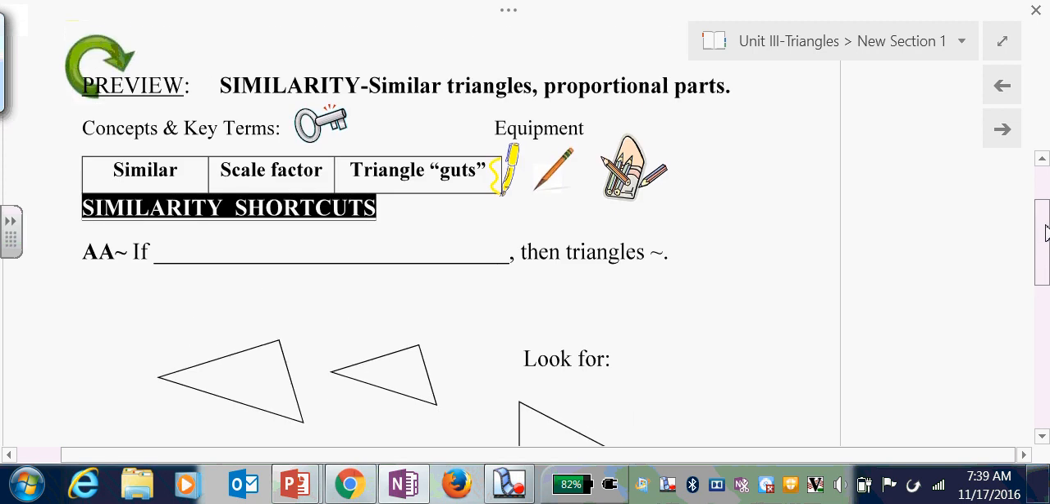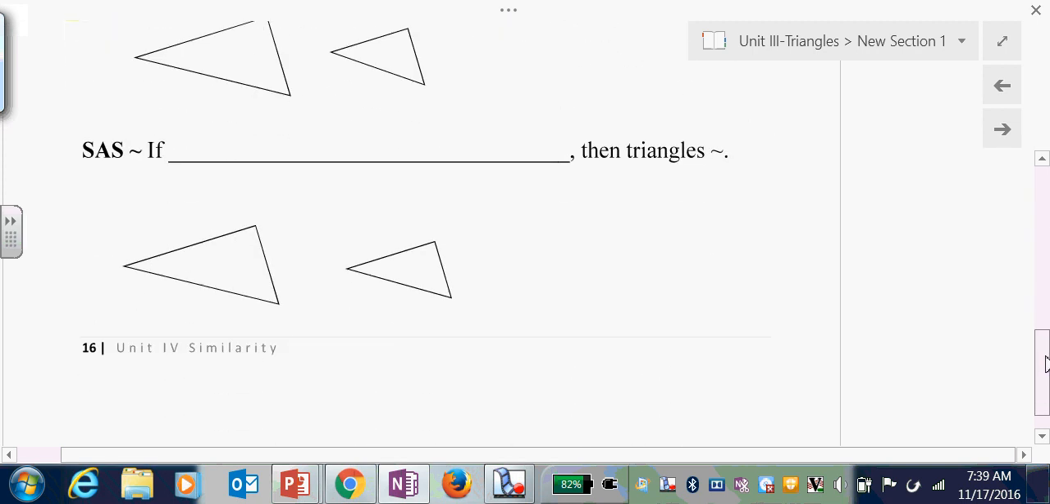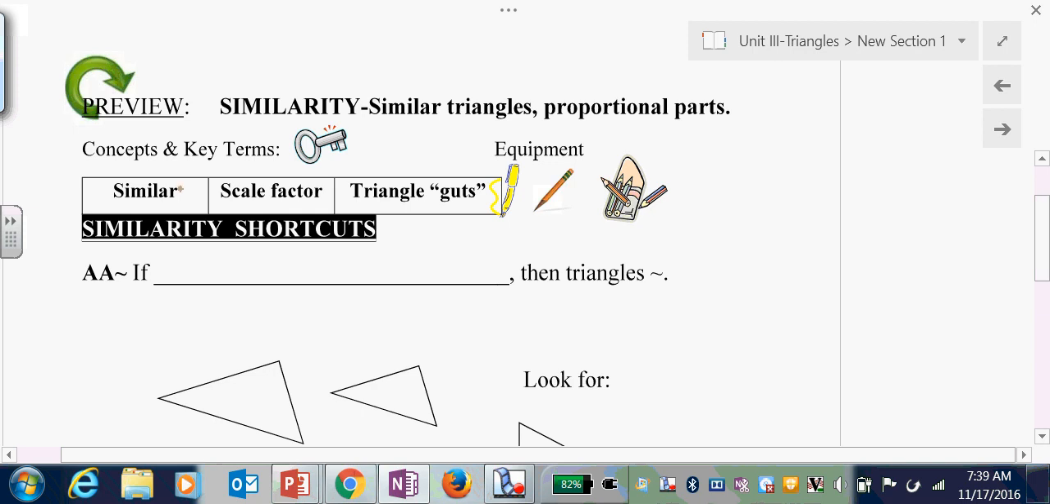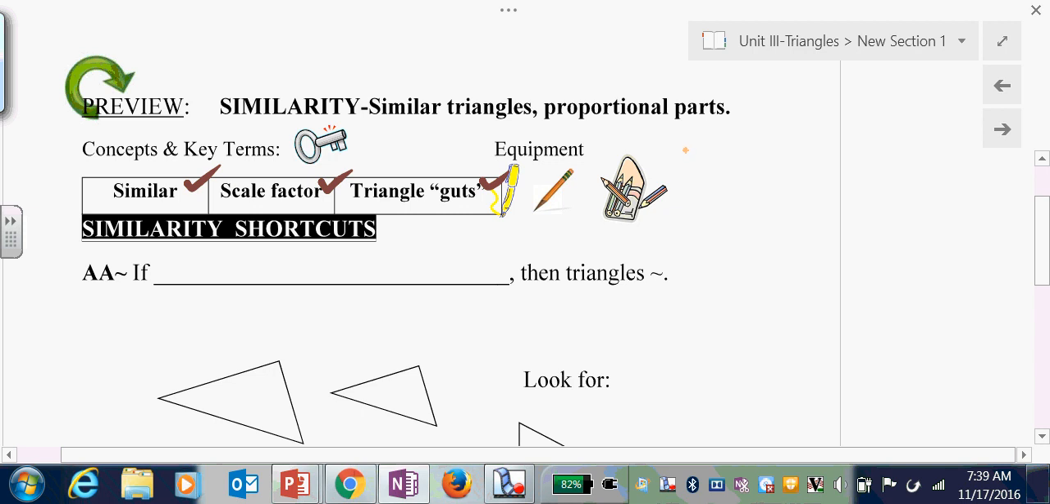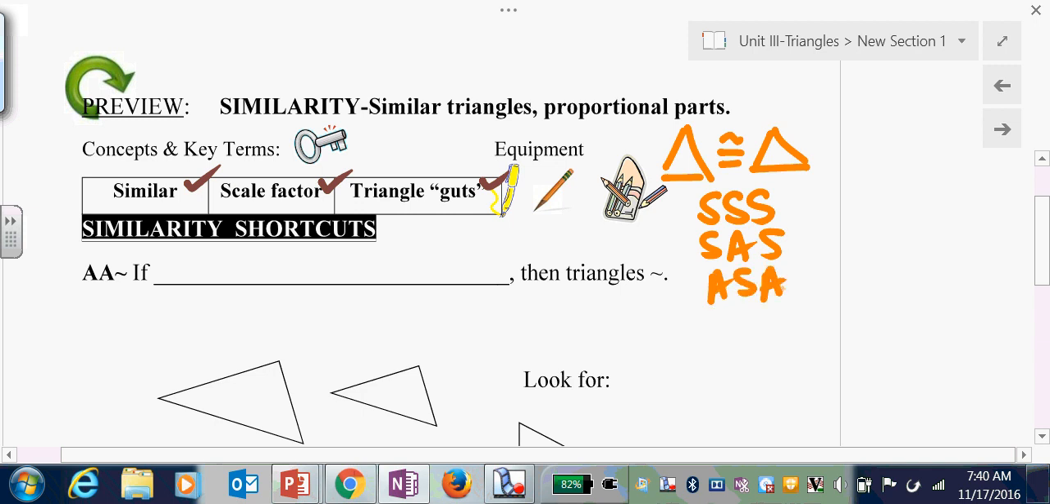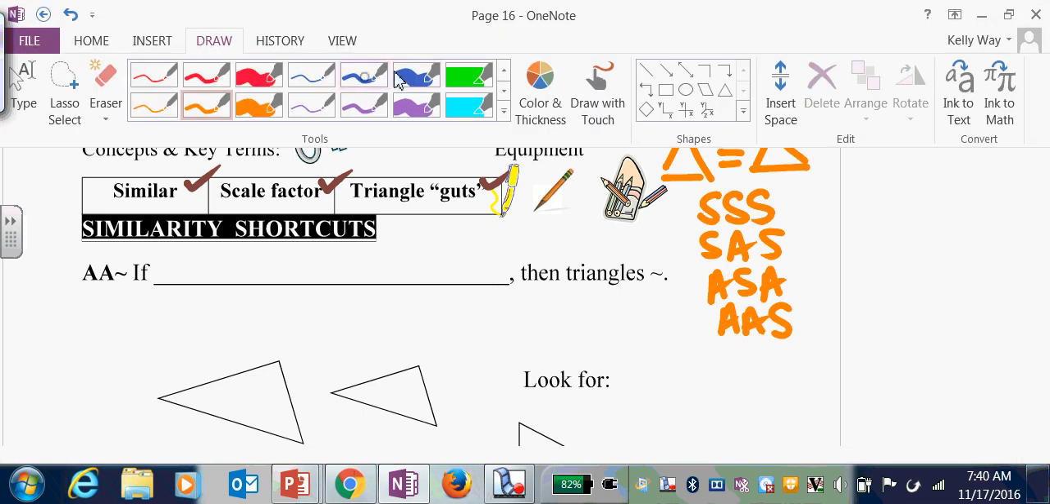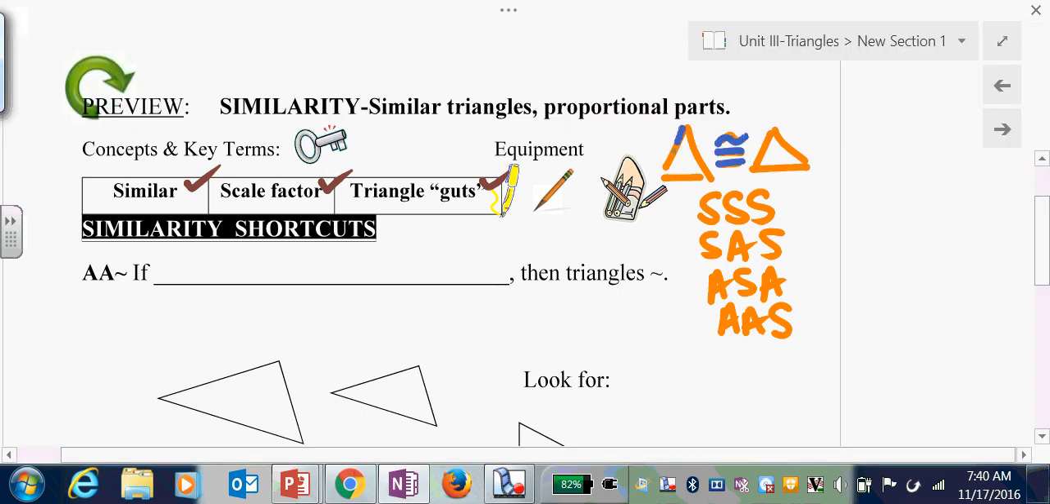Okay, today we're going to talk about similarity and proportional parts. Watch out for these key terms: the word similar, scale factor, and triangle guts. Now, just like we had shortcuts to triangle congruency, for triangles being completely congruent, we had 4 shortcuts. They were side-side-side, side-angle-side, angle-side-angle, and angle-angle-side. Those 4 shortcuts got us completely congruent triangles.